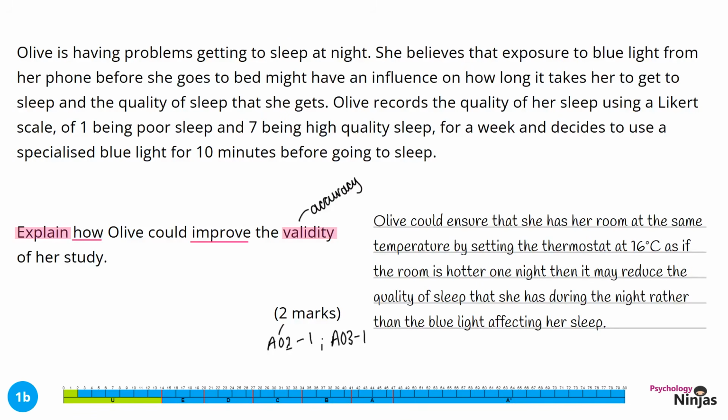So we've got what we're going to improve, the temperature of the room. We've got how we're going to improve it, setting the thermostat at 16 degrees. And then we're justifying why this is improving validity, because if it's hotter one night, she might reduce the quality of her sleep, and therefore it's not a causal relationship for the blue light.